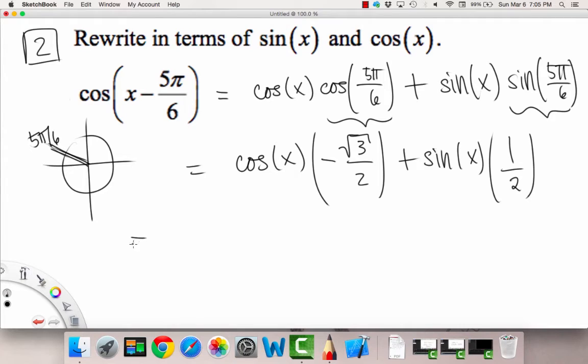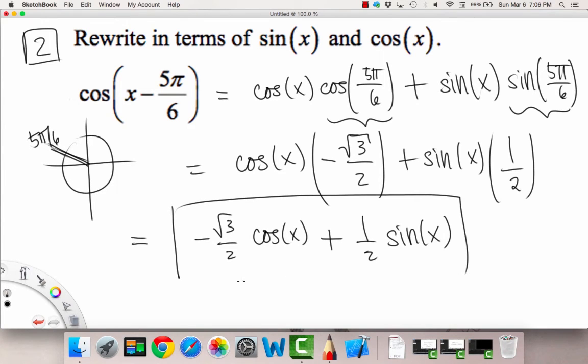Okay, so let me just rewrite this in a nice form. So we just get negative radical 3 over 2 times cosine x, and then plus 1/2 times sine x. And that's it. We're done because we just wrote that expression in terms of cosine x and sine x.